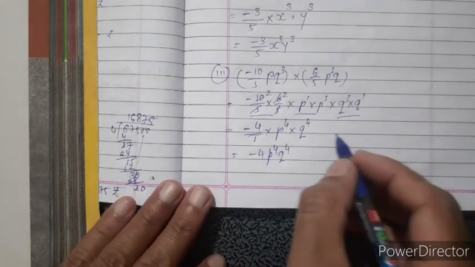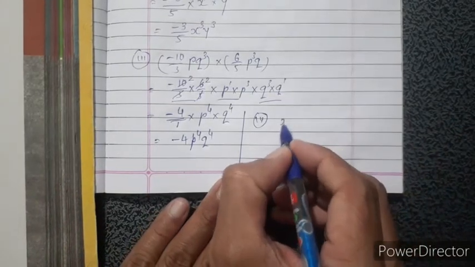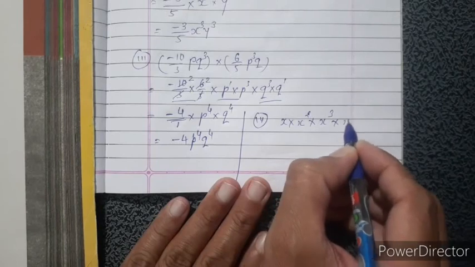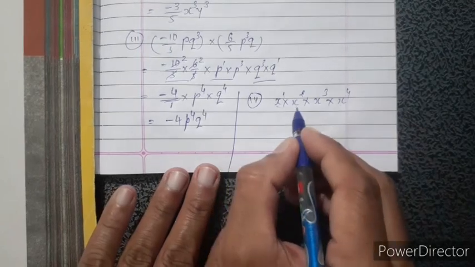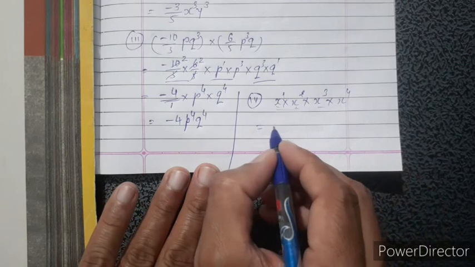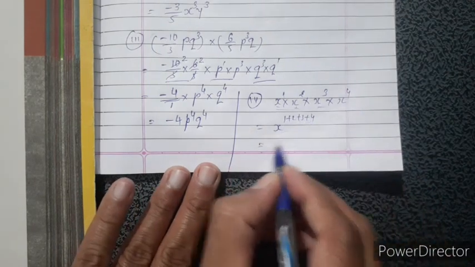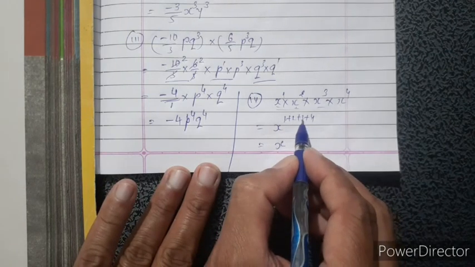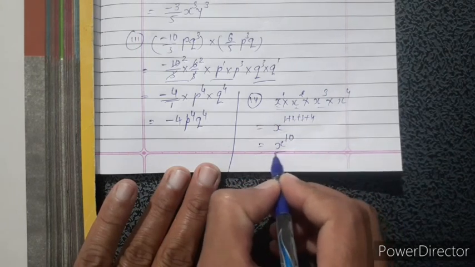Then the fourth one, so easy, that is x into x to the 2 into x to the 3 into x to the 4. Here 1 is there. Check the variables, all are equal. So what to do when you want to multiply them? Add the powers of the variables. So x to the 1 plus 2 plus 3 plus 4, that means x to the 4 and 3 is 7, plus 2 is 9 and 1, 10. So the answer is x to the 10.